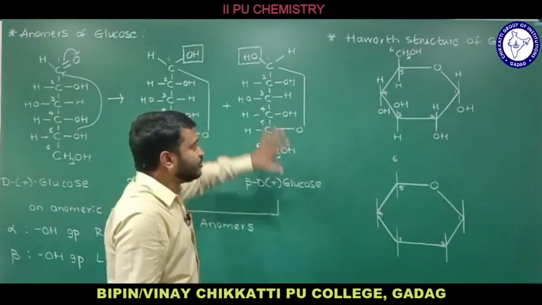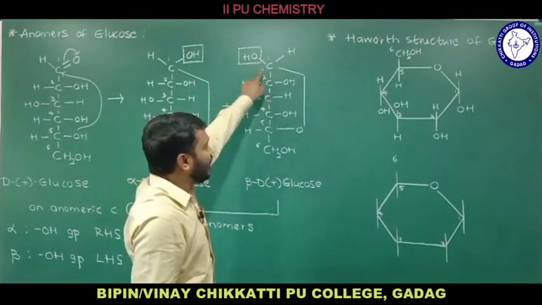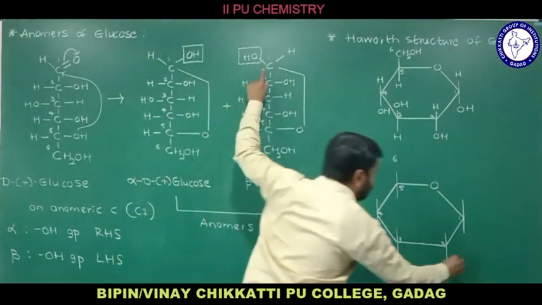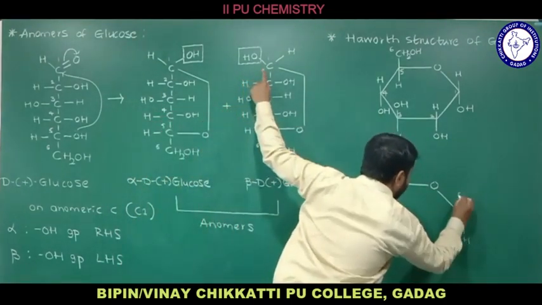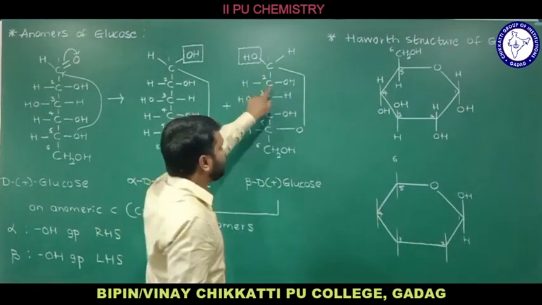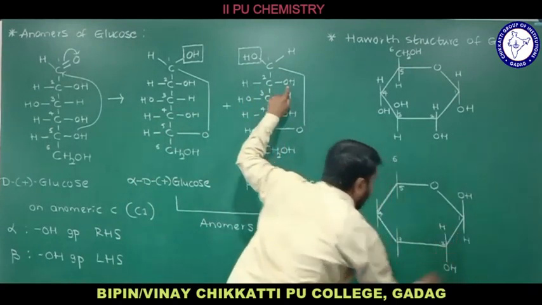And now just you see the beta D plus glucose, carbon number 1, H is on the right side, therefore H has to be placed below and OH has to be placed above, right? Carbon number 2, OH is on the right side, therefore OH I place below, H I place above.